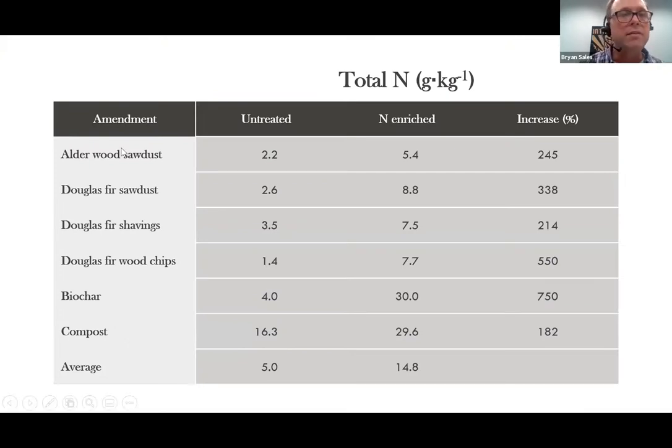Okay, so these are the amendments untreated to the left. This is the nitrogen content and concentration, and then after enrichment. You can see that all of them really absorbed a lot of nitrogen, the most being at the bottom. If you look at the biochar, it had 4 grams per kilogram of nitrogen, and the enrichment took it all the way up to 30, so the same as the compost after enrichment. This represented about a 750% increase of nitrogen.